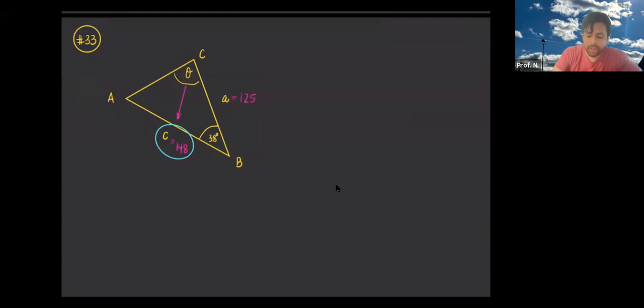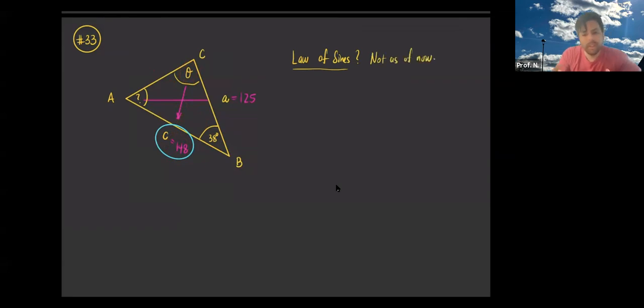So angle theta is associated with the opposite side of 148. I also know 125. The problem is I don't know the opposite angle to it. So this is also a mystery. So could I use the law of sines? Can I use the law of sines at the moment? I have this angle, but I don't have the opposite side either. So I can't use the law of sines as of now.